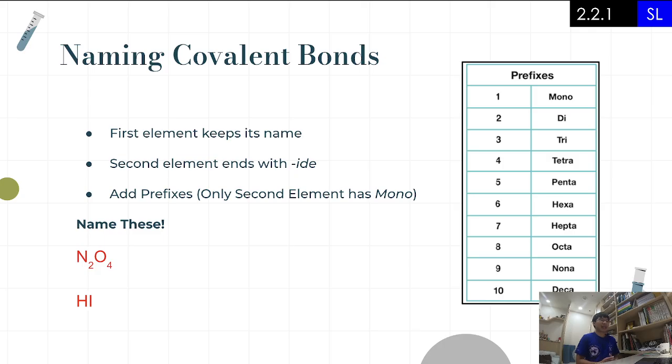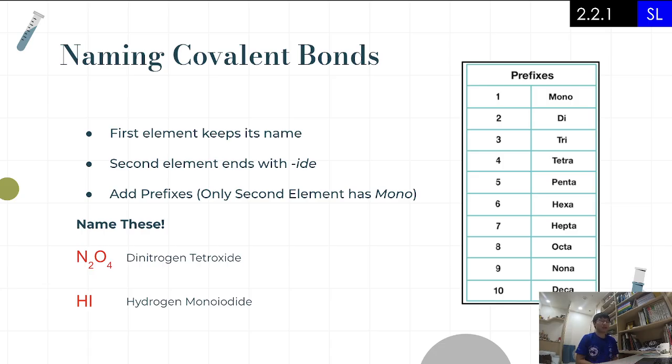And here's how we're going to name covalent compounds. The first element keeps its name, the second element ends with -ide, and we have these prefixes to indicate how many of these atoms there are in the molecule. But we don't add mono for the first one. Let's take two examples. N2O4, so what would it be? It'll be nitrogen oxide, but there are two nitrogen and four oxygen, so it'll be dinitrogen tetroxide, okay? And for the next one, hydrogen and iodine, there's one hydrogen and one iodine, so it's going to be hydrogen monoiodide, okay? And that's how we're going to be able to name covalent compounds.